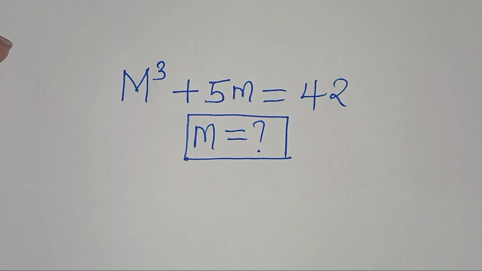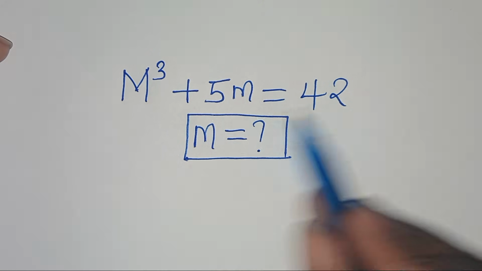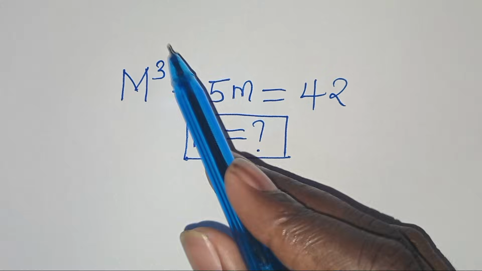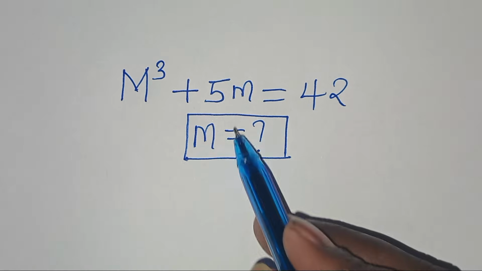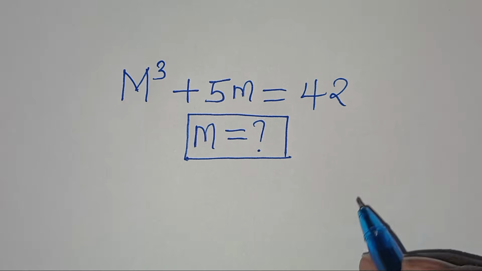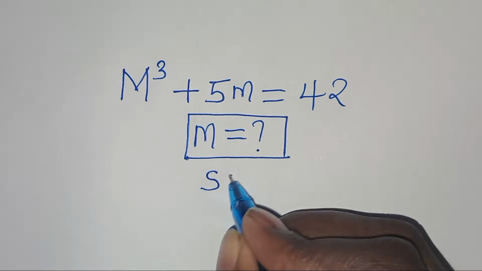Hello everyone, you're welcome to solve this nice algebra problem, which is m to the power of 3 plus 5m. This is equal to 42. So what are the values of m? Now let's provide a solution from here.